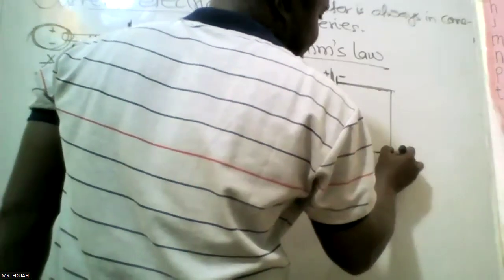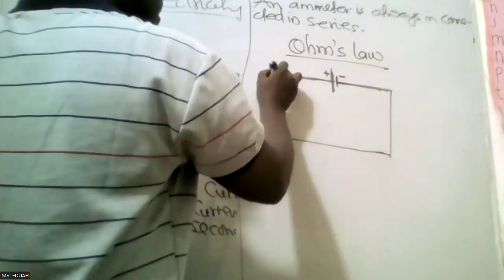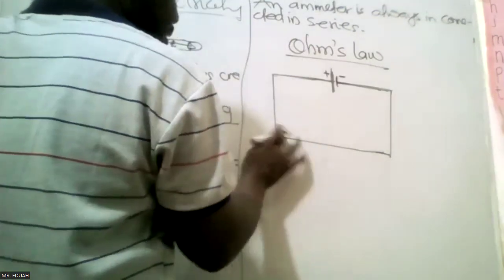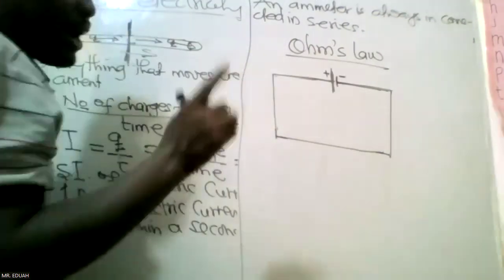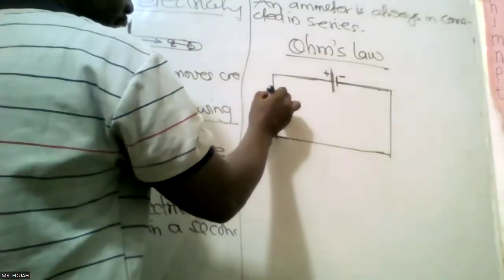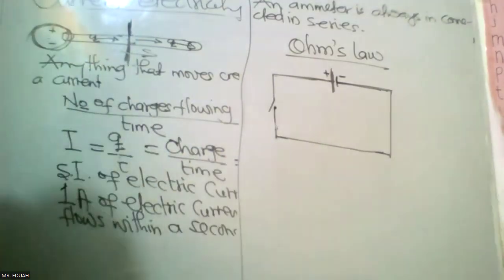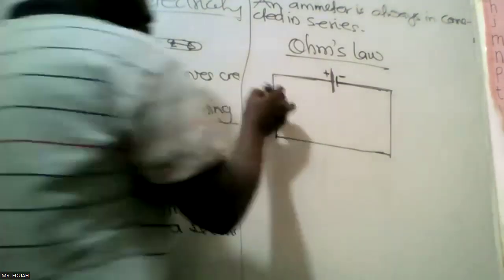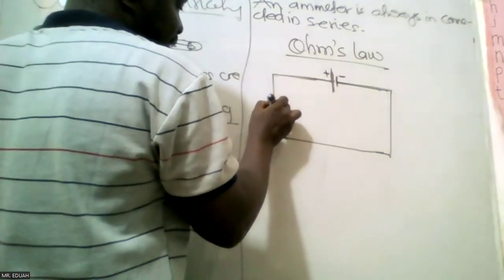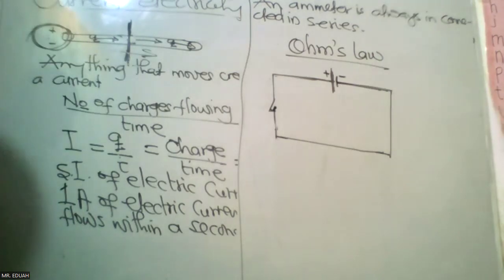And what must be the other condition, K? The circuit must be closed. So I have a closed circuit, meaning that is why in a circuit, if I have a key, which is a switch, when the switch is open, no current flows. For current to flow, we must close the key.